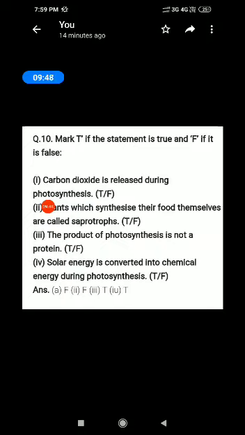The product of photosynthesis is not a protein. Third one, true. Next, fourth one. Solar energy is converted into chemical energy during photosynthesis. The answer is true. Okay.